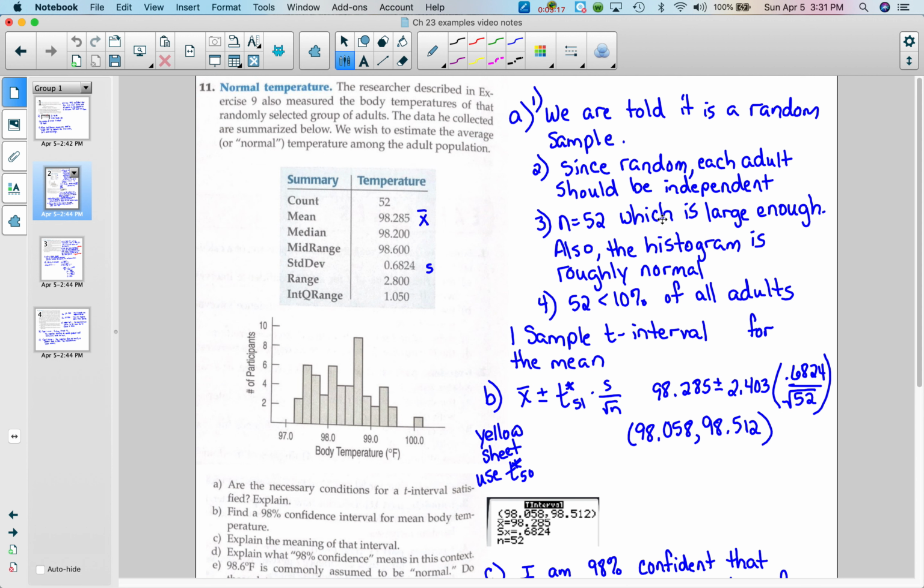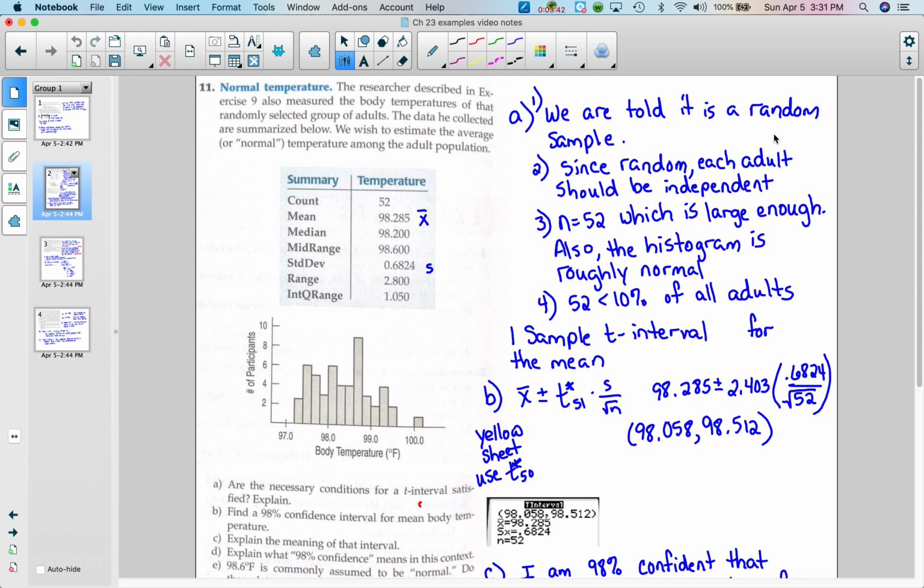On number 11, we're told, talking about body temperature, the researcher described in exercise 9 also measured the body temperatures of that randomly selected group of adults. The data he collected are summarized below. We wish to estimate the average or normal temperature among the adult populations. Part A asks us, are the necessary conditions for a t interval satisfied?